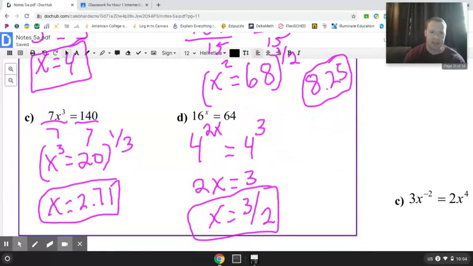Same thing with C, divide by 7, and then the reciprocal of a third, or the reciprocal of 3 is a third. So 20 to the 1/3 is 2.71. And then another exponential equation here. Change the bases. So 4 to the power of 2x, and then 4 to the third. So 2x equals 3, and then x equals 3/2. So that is our warm-up.